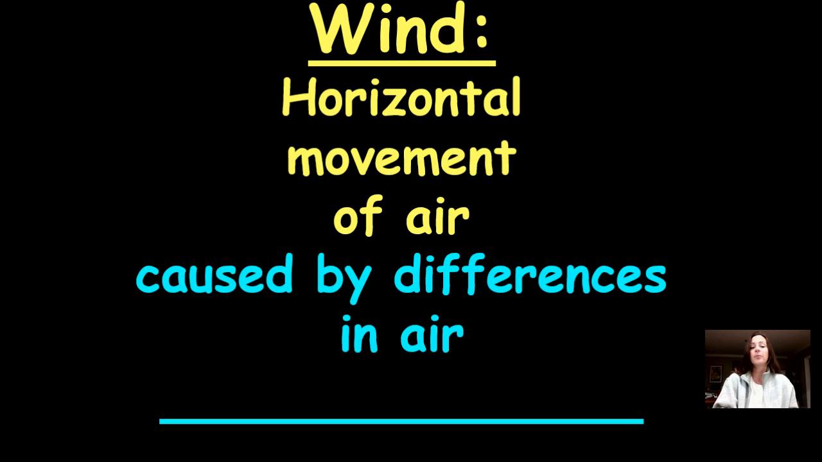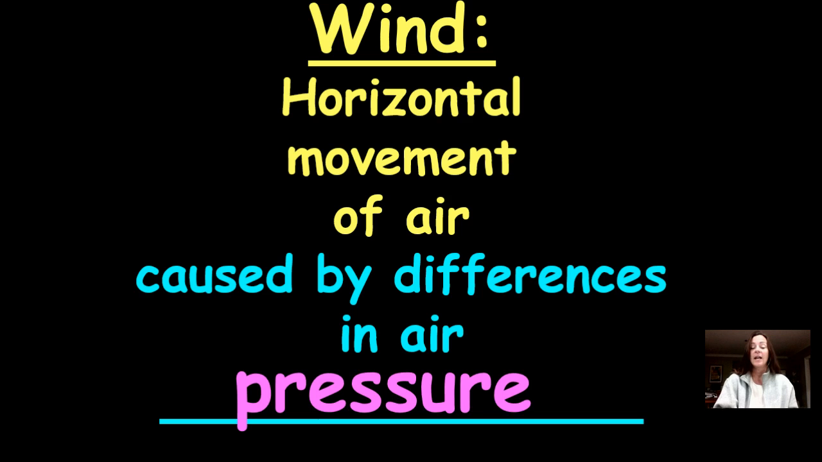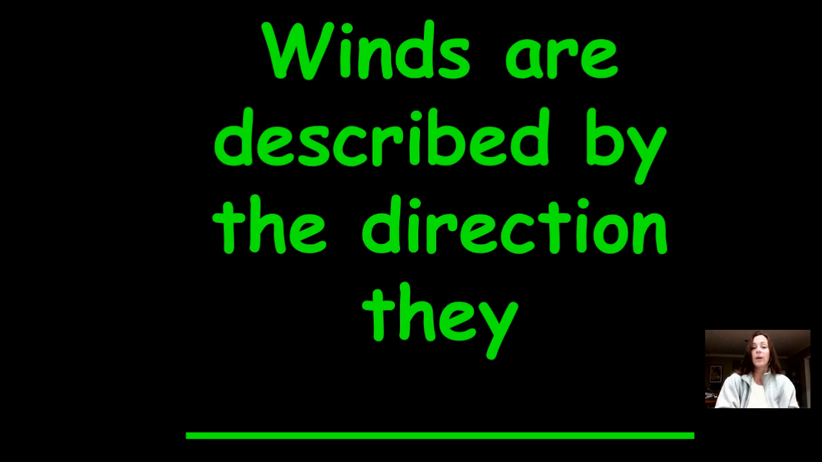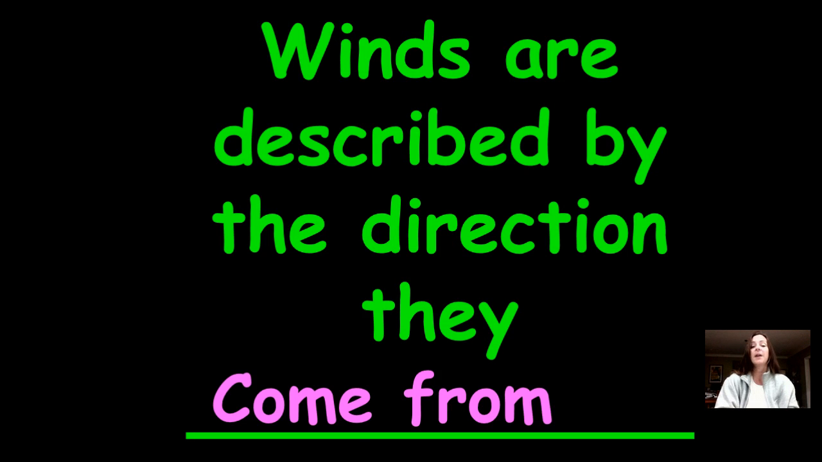Wind is the horizontal movement of air that's caused by differences in air pressure. And now that we learned about air pressure as being the weight of air forcing down on you, or lifting off of you, we can understand wind. Winds are described by the direction they come from. So when we see here on the news report, there's a northeast wind that's coming from the northeast.